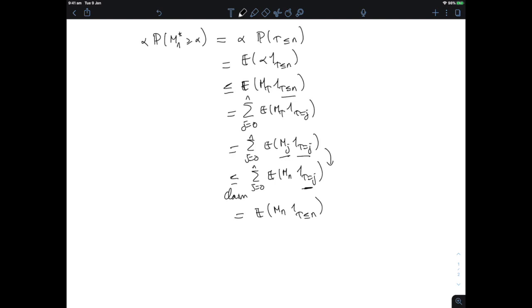Now, what is that? Well, tau being smaller than n is exactly the same thing as mn star being greater than alpha. So this is just a rewriting for the expectation of mn times the indicator function of mn star being greater than alpha. And that is this technical middle part in the chain of inequalities that I'm trying to prove. And then the last part is obvious. This is smaller than the expectation of mn. That's by the monotonicity of the integral. This is smaller or equal to that because the indicator function is just 0 or 1. And that concludes the proof of Doob's maximal inequality.